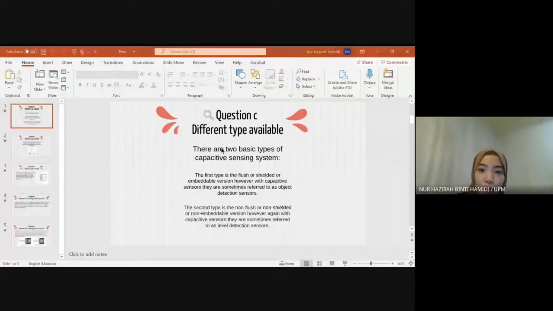Question C is the different types available for the capacitive sensor. There are two basic types of capacitive sensing system. The first type is the flush, shielded or embedded version. With capacitive sensors, they are sometimes referred to as object detection sensors. The second type is the non-flush or non-shielded version. Again, with capacitive sensors, they are sometimes referred to as level detection sensors.